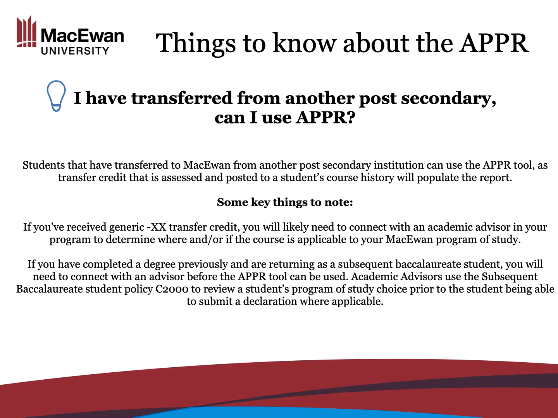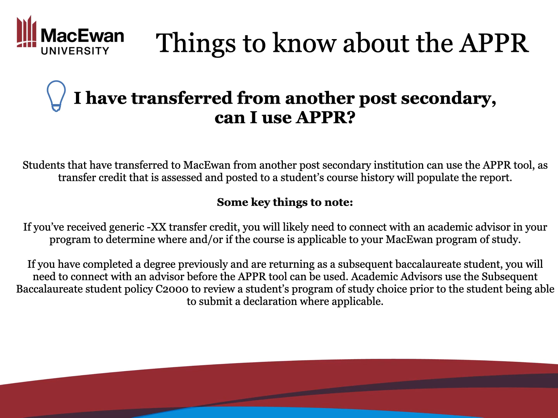If you've transferred from another post-secondary, are you able to use the APPR? And the answer to that question is yes. Students that have transferred to MacEwan from another post-secondary institution can use the APPR tool, as transfer credit that is assessed and posted to a student's course history will populate in the report. There are some things to consider. If you've received generic credit, denoted by the XX, you will likely need to connect with an academic advisor in your program to determine where and/or if that course is applicable to your MacEwan program of study.